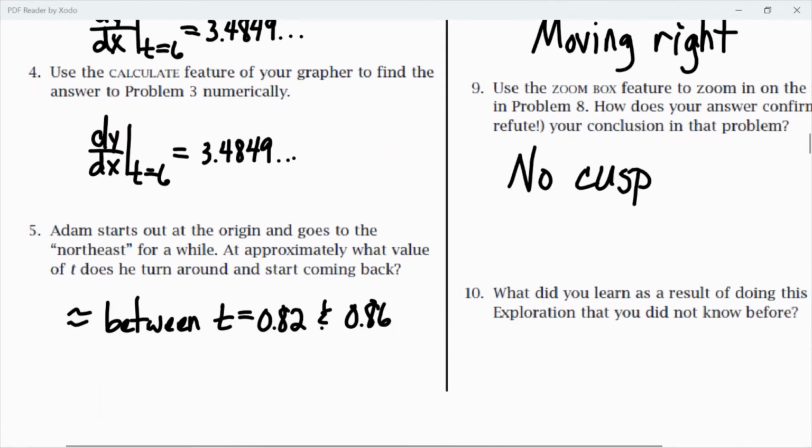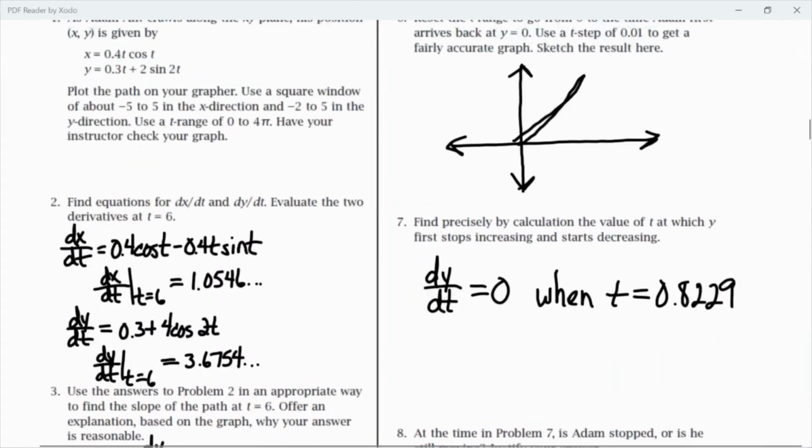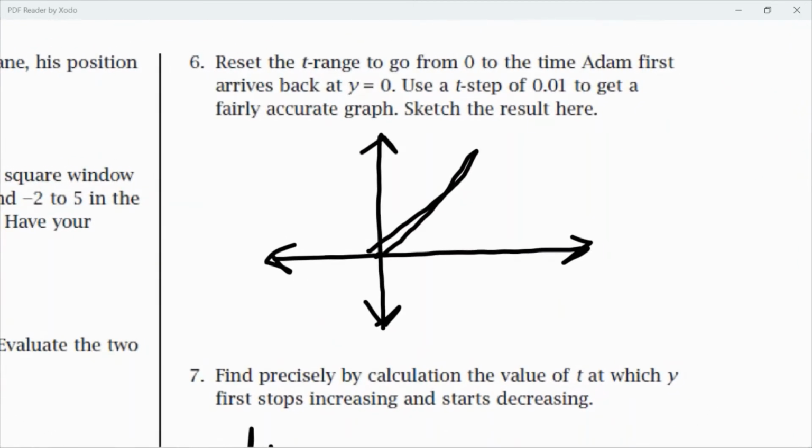All right, number 5 says Adam starts out at the origin and goes to the northeast for a while. At approximately what value of t does he turn back around and start coming back? What I did here is I just graphed this on the calculator and traced along my graph, and I can find that it's roughly somewhere between t equals 0.82 and 0.86. All right, number 6 asks you to sketch the graph. All I did here was plug it into the calculator and plot the graph, and this is just a rough sketch of what that looks like.